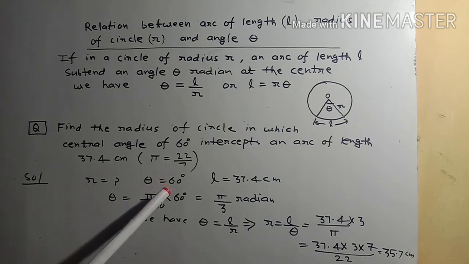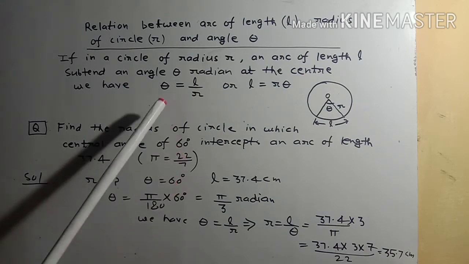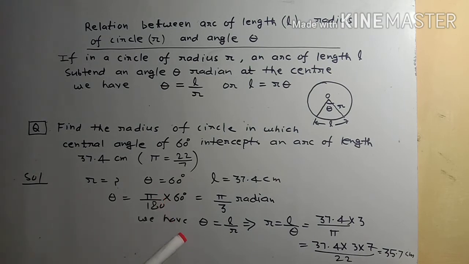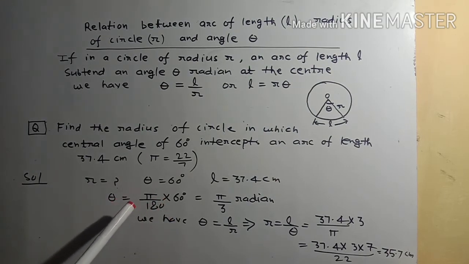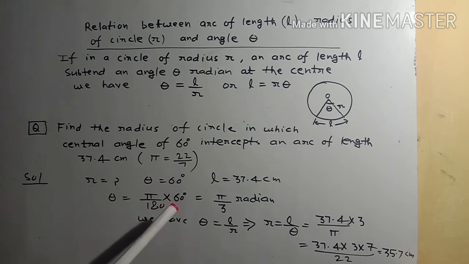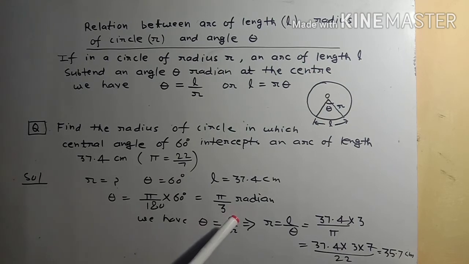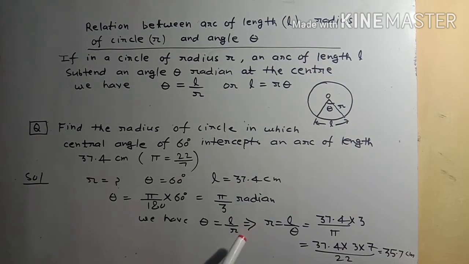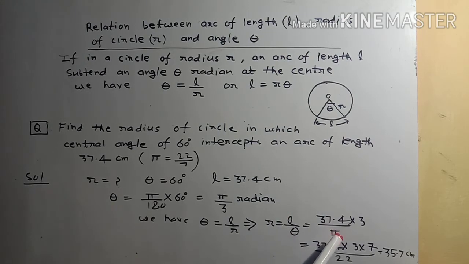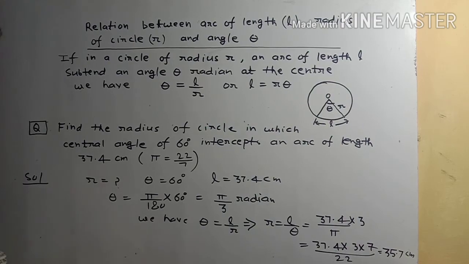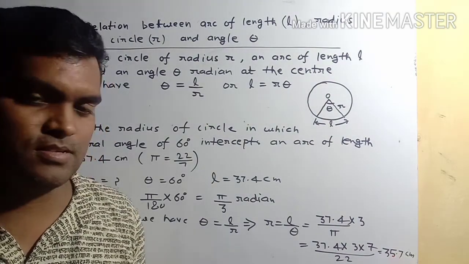The problem here is that in this question theta is given in degree measure, but in this formula the radian measure of theta will be used. So we will change this degree measure into radian by multiplying by pi by 180 degree. So theta will be pi by 3 radian. After that use the formula theta equal to L by r. But here we have to find r, so r equal to L by theta. Put the value of pi as 22 by 7 to get the answer, 35.7 centimeter.